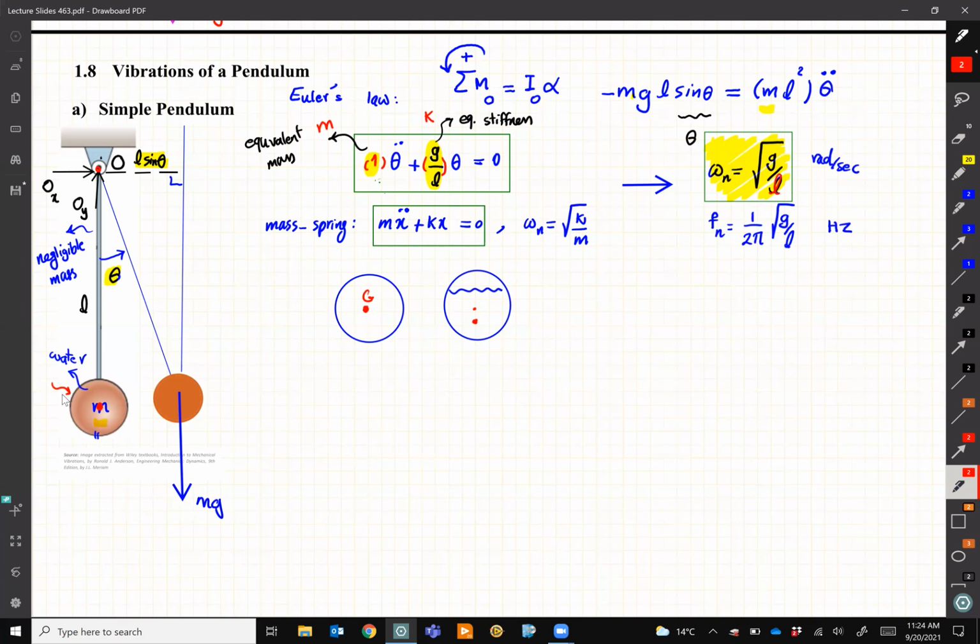Okay. Do you guys agree? Okay. So it means over time, is it going to move slower or faster? You just said fn is going to decrease, right? Because L increases. If fn is going to decrease, it means fewer cycles per second. It's going to be slower, right? Yeah, it's going to be slow.